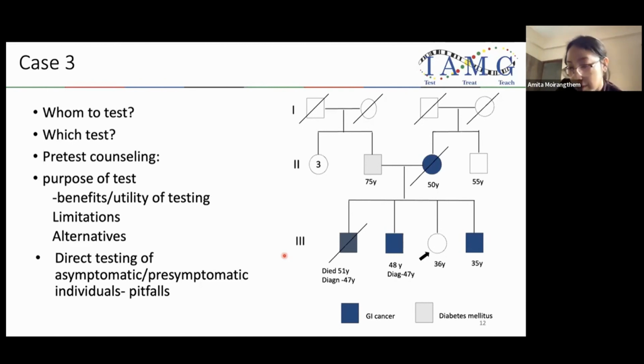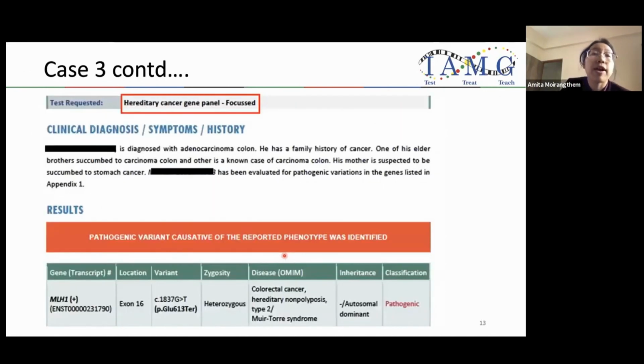before offering such testing. In this family, the test which was done was a hereditary cancer panel. It was an NGS panel and not an exome, where only the genes related to hereditary cancer were tested. This particular colorectal cancer mutation was identified in the MLH gene. Once the mutation is identified, the subsequent asymptomatic or pre-symptomatic adult individuals in the family can be tested to look whether they carry this particular mutation or not, and subsequently be kept under surveillance or for further clinical management.